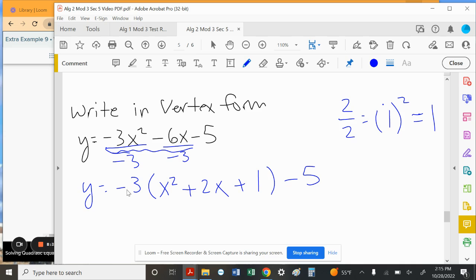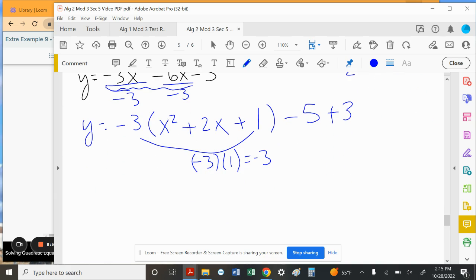Now I'm going to multiply this -3 times 1. So -3. Notice I'm thinking about how this is going to work. So I have -3 times 1, which equals -3. That means I need to add 3 to cancel it. Okay. So now I've added 3 to cancel that one. And now I have y equals -3. And I can factor this now because I can see what it is. It's x plus 1 squared.